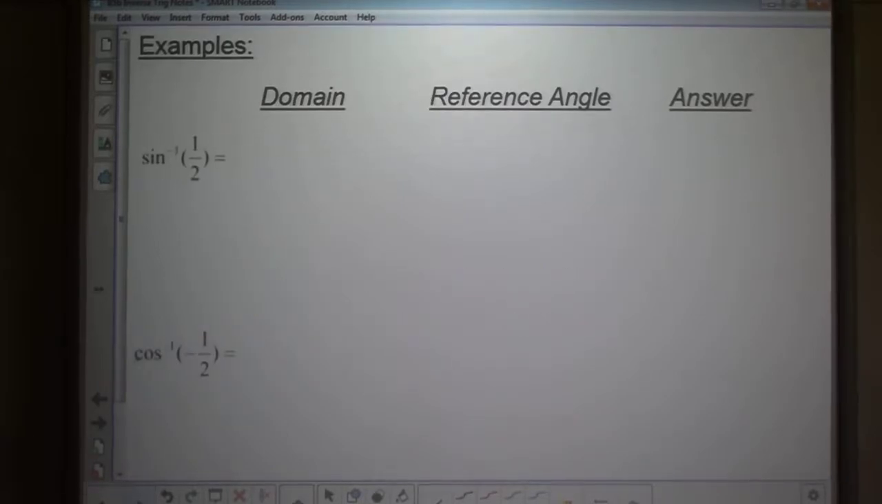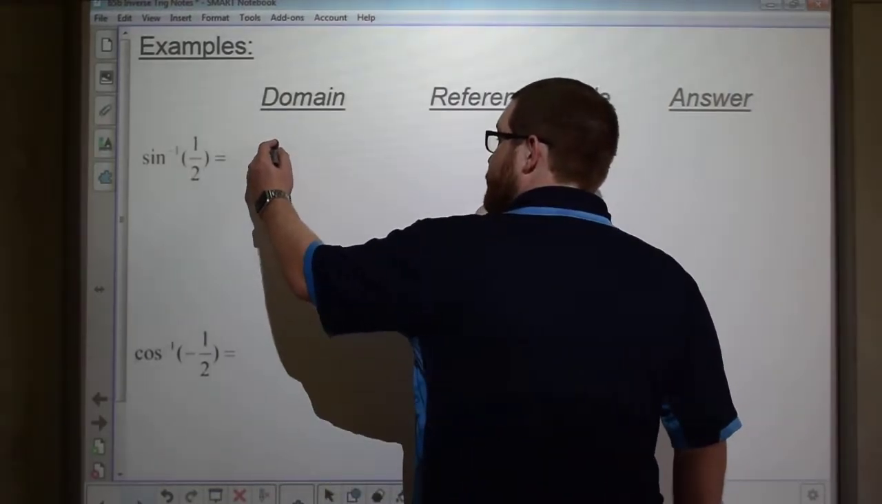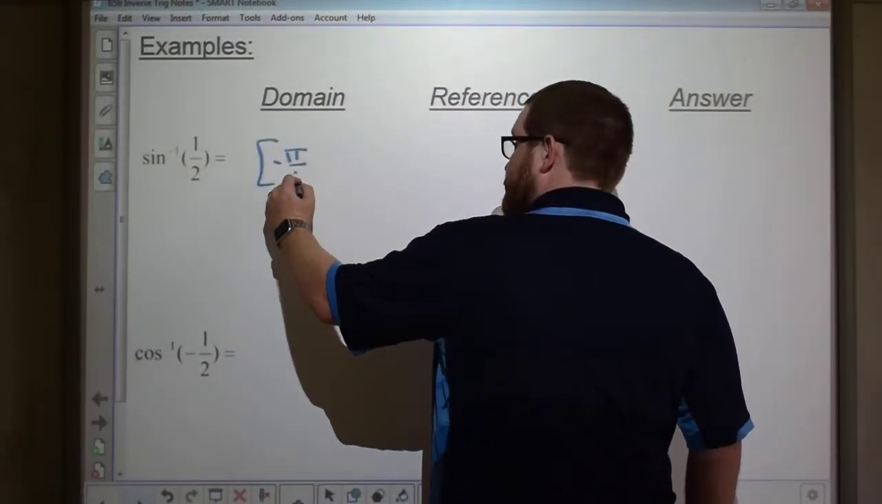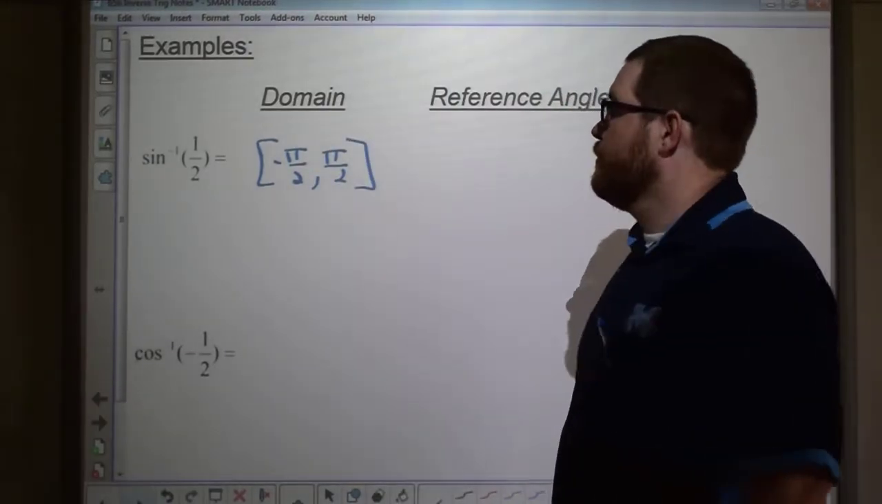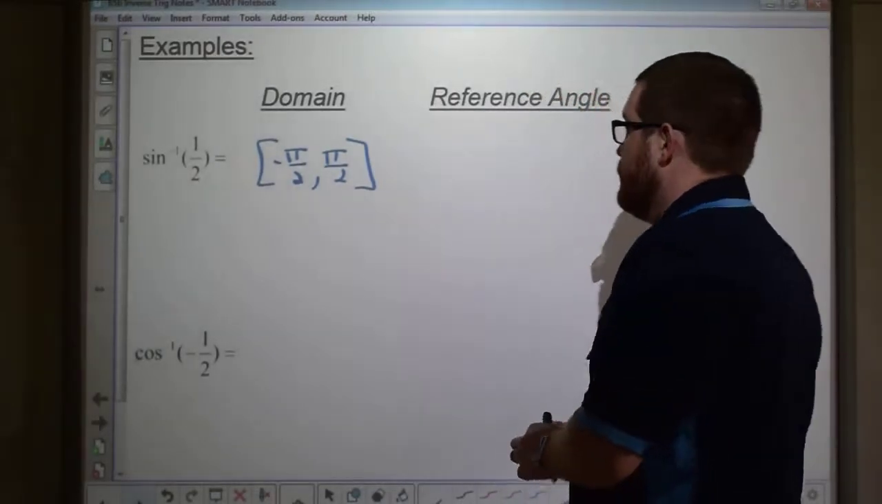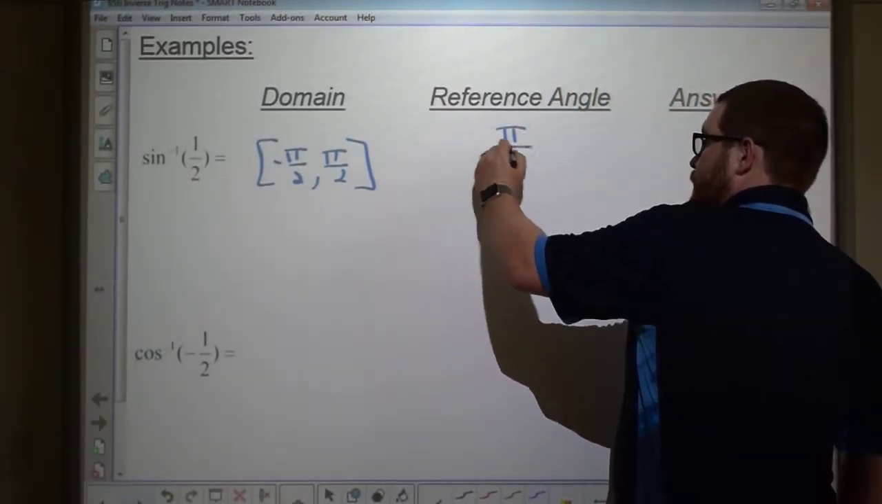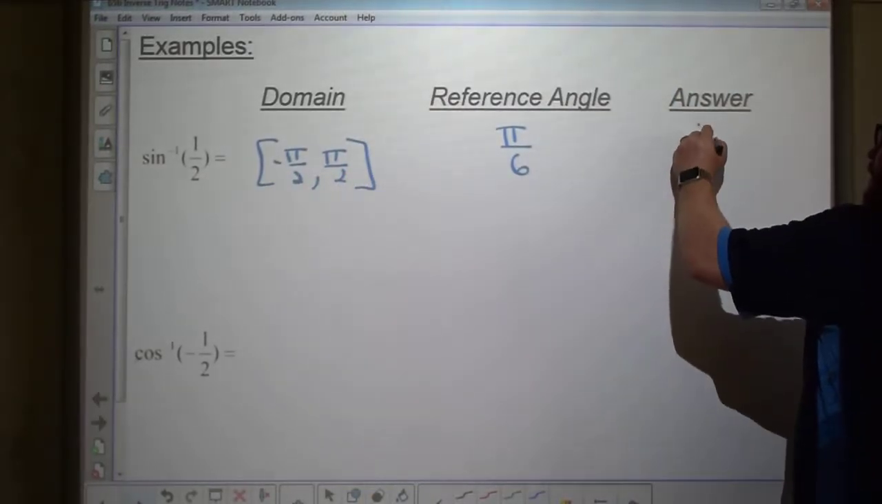So the answer to this problem is pi over 4. Let's try some. Arc sine of 1/2. Remember, the domain for sine has to be between negative pi over 2 and pi over 2. The reference angle. What has a sine of 1/2? Pi over 6 does. Is pi over 6 in between these two things? Yes, it is. So the answer is pi over 6.